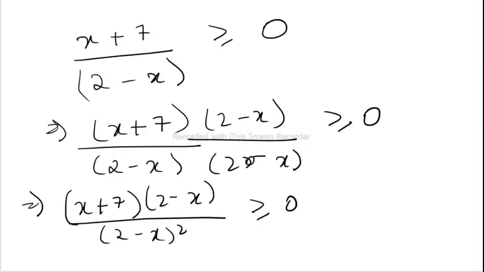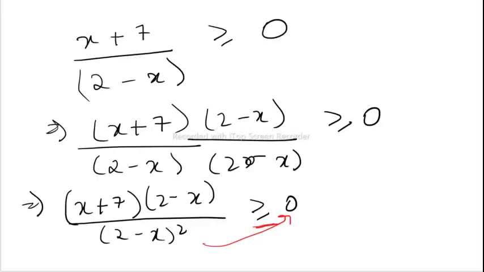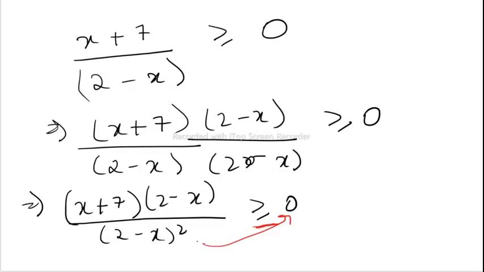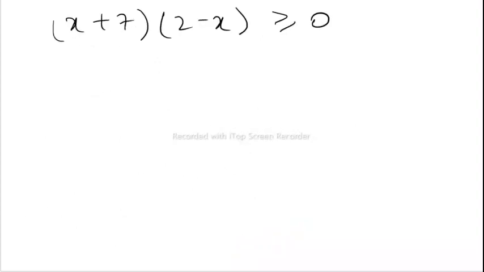Now what will happen is that I can multiply this value with this without changing the sign. So that's what I'm going to do. (x plus 7)(2 minus x) is more than or equal to 0. What did I do? I just multiplied this with this, so I got this equation, (x plus 7)(2 minus x) more than or equal to 0.